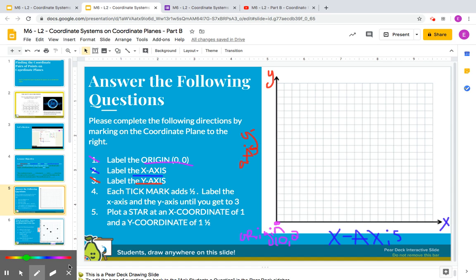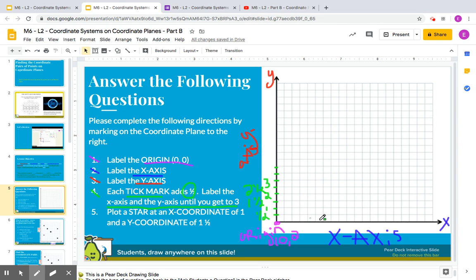Okay, now a little bit more of a trickier question. It's saying that each tick mark, these little lines, measure or add 1/2. Label both of my axis lines until I get to 3. So it's a little small, but I'm going to go 1/2, 1, 1.5, 2, 2.5, 3.